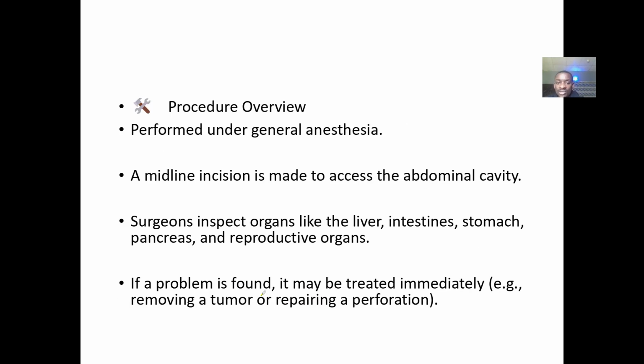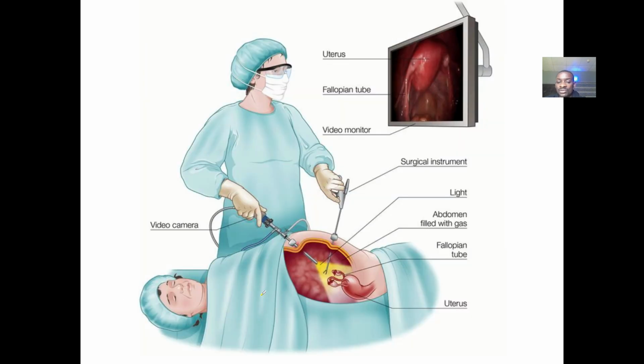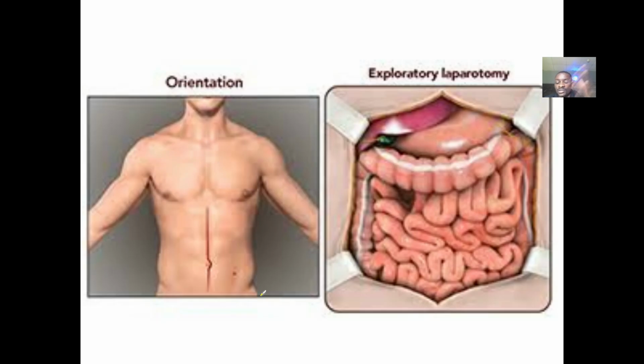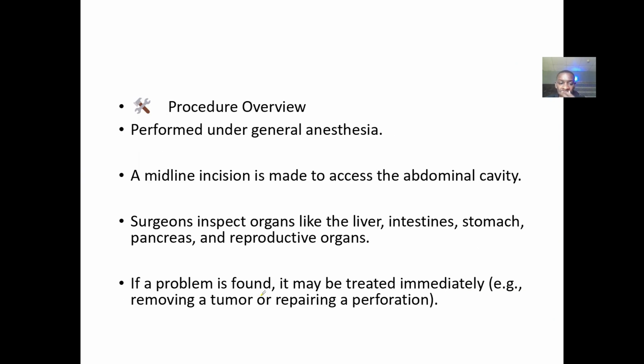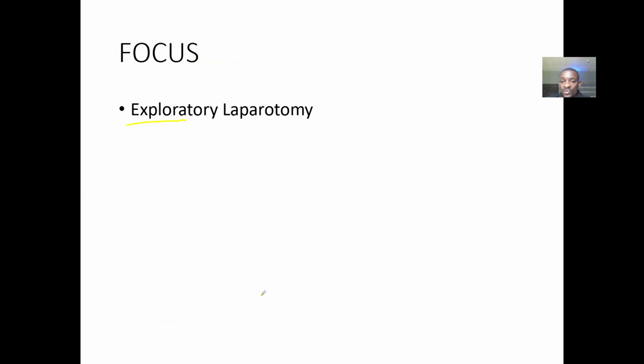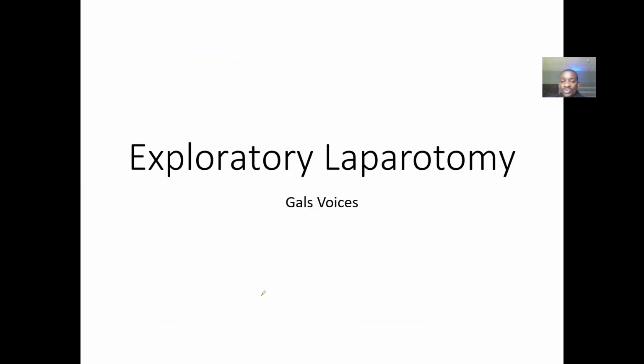So the procedure is usually performed under general anesthesia. A midline incision is done, in the midline. Surgeons will now inspect organs like the liver, the intestines, the stomach, the pancreas, depending on what you're looking out for. So if a problem is found, you don't close up the patient, you treat. So that's what we have for what exploratory laparotomy is.